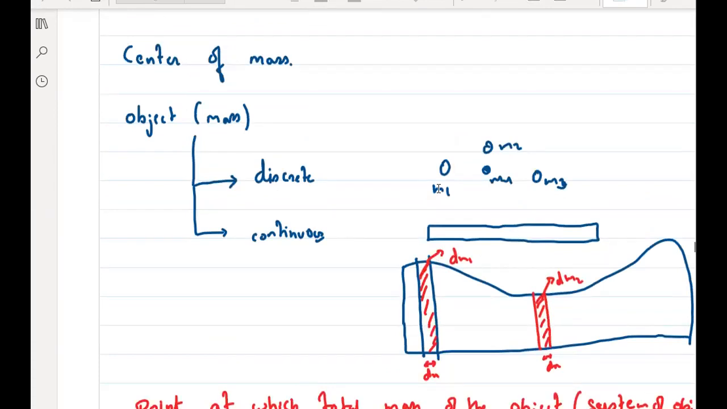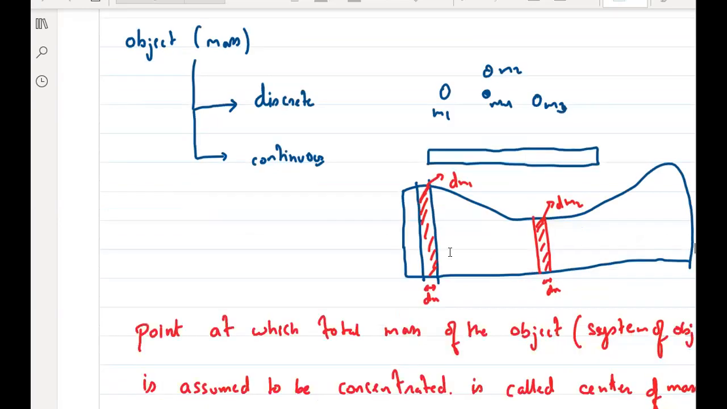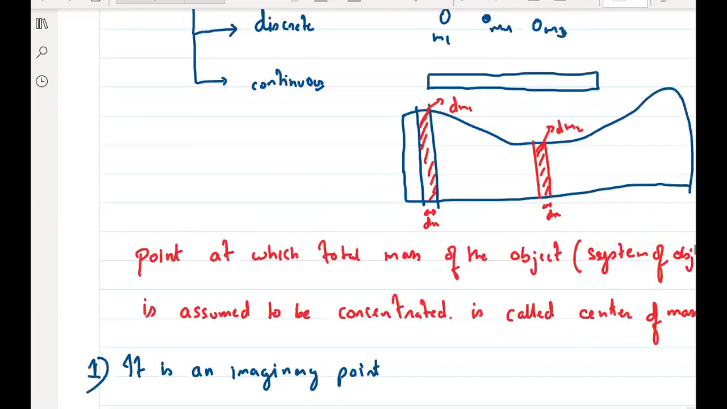For example, when you talk about a discrete system of masses, I can say M1 is here, M2 is here, M3 is here, M4 is here. I want a point at which the total mass will be assumed to be concentrated. That point is called the center of mass. In the same way, in a continuous mass system, the mass is distributed throughout the object. So I want a point at which the whole mass is concentrated, and that is your center of mass.